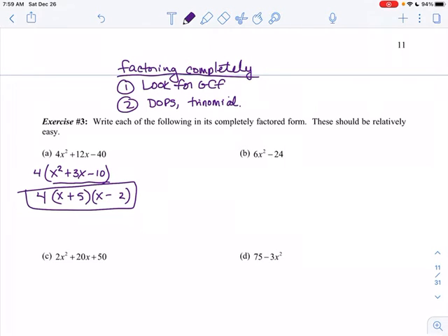Let's look at B. I have a binomial. Both of those terms have a 6 in common, so I'm going to factor out a 6, and I'm going to be left with x squared, dividing out a 6 from 24, minus 4. Now this should be familiar to you. This is a difference of two perfect squares. So I set up my parentheses, and this is going to be x minus 2, x plus 2.